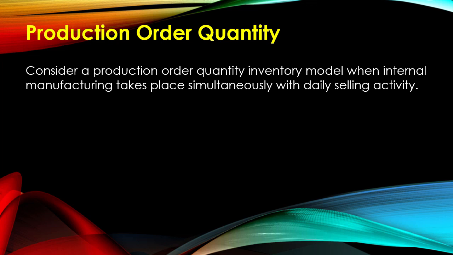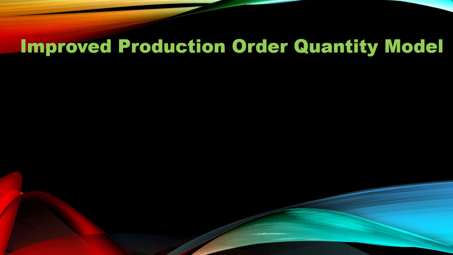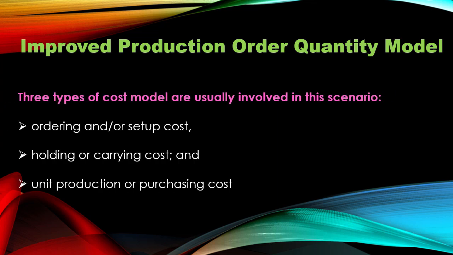Production order quantity can be considered if we have an internal manufacturing that takes place simultaneously with our daily selling activity. And to meet customer demand without delay, it requires keeping on hand some amount of stocks that is awaiting sale. There are three types of cost model that are usually involved in this scenario: the ordering and setup cost, holding or carrying cost, and unit production or purchasing cost.